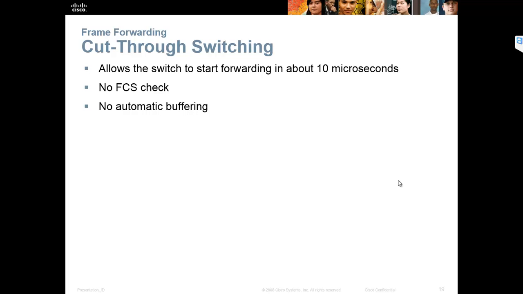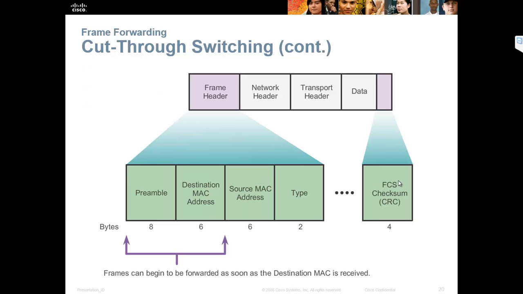Now here we'll compare that. Cut through allows the switch to start forwarding in about 10 microseconds. It's very quick. There is no redundancy check, however, and there's no automatic buffering. And here we're seeing an example of that. You notice we can forward as soon as we get the destination MAC address. So, 14 bytes into a frame, and we're ready to send it on.